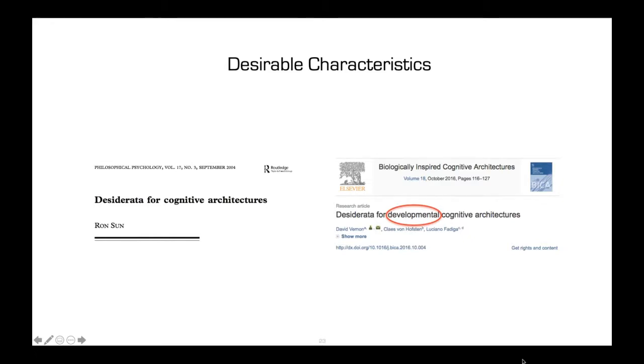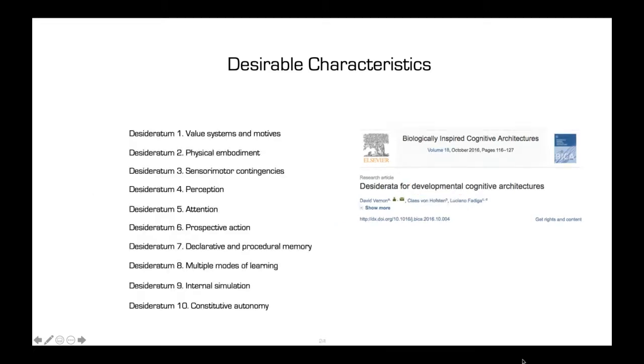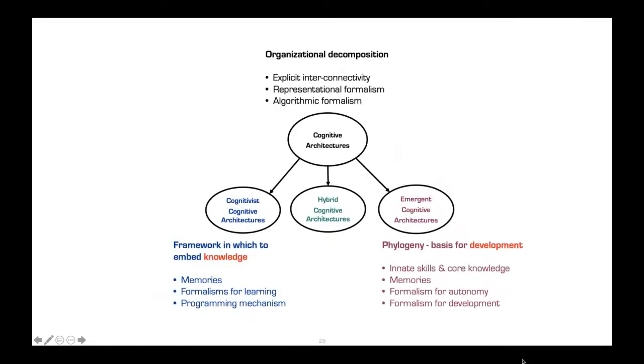Klaas van Hosten, a developmental psychologist, and Luciana Fadiga, a neuroscientist, and I wrote a short paper which identified 10 desiderata for a cognitive architecture if it was to be capable of development. So this then summarizes the situation with cognitive architectures. We've got an organizational decomposition that's shared by them all.